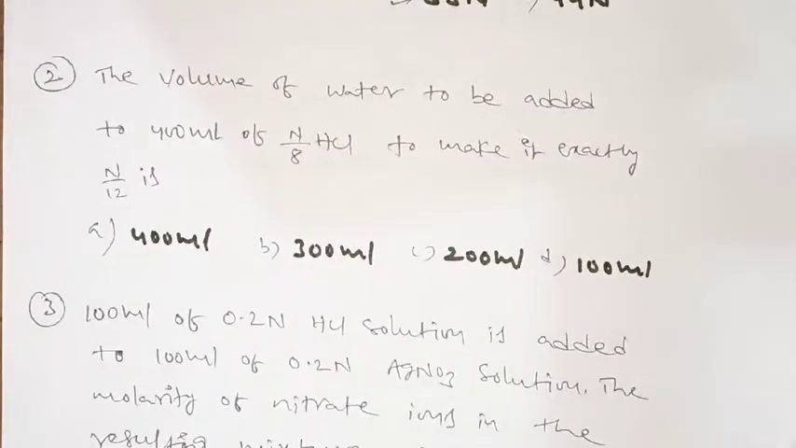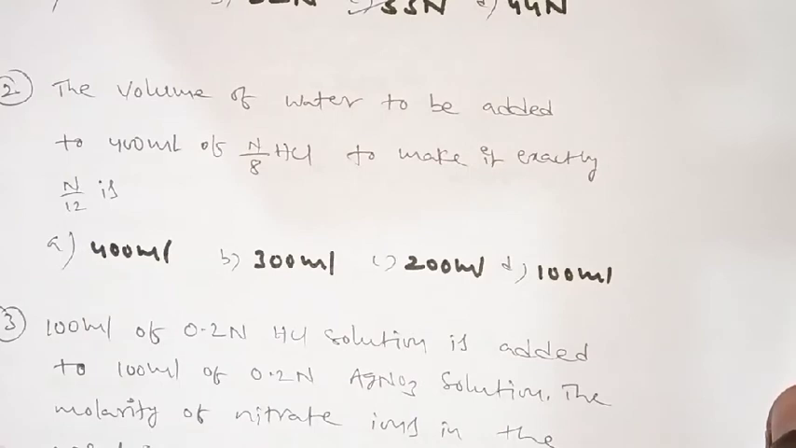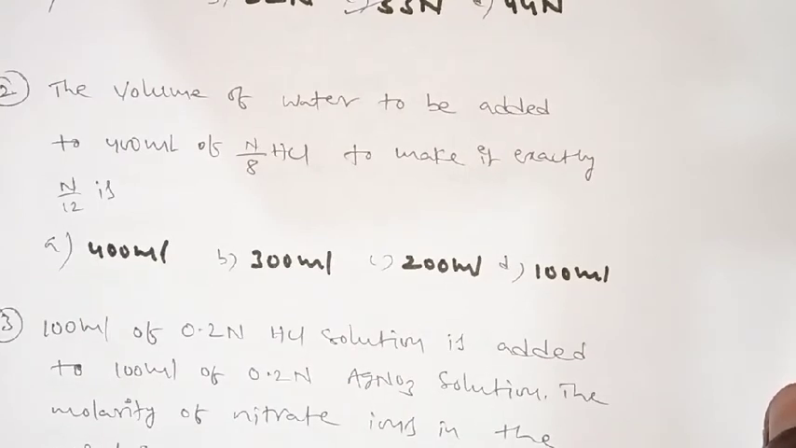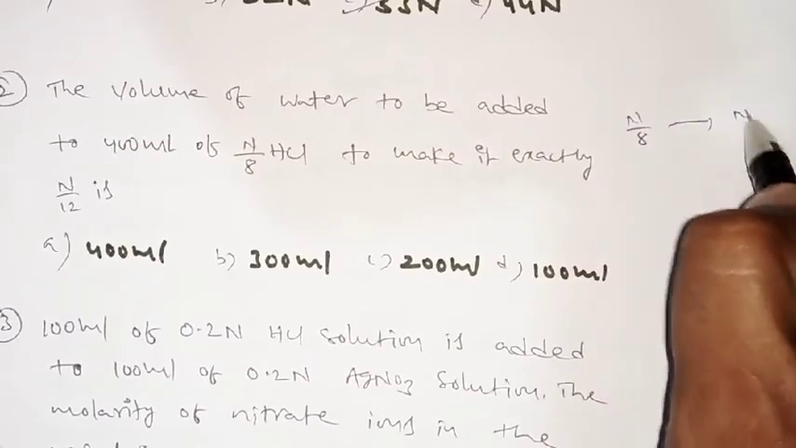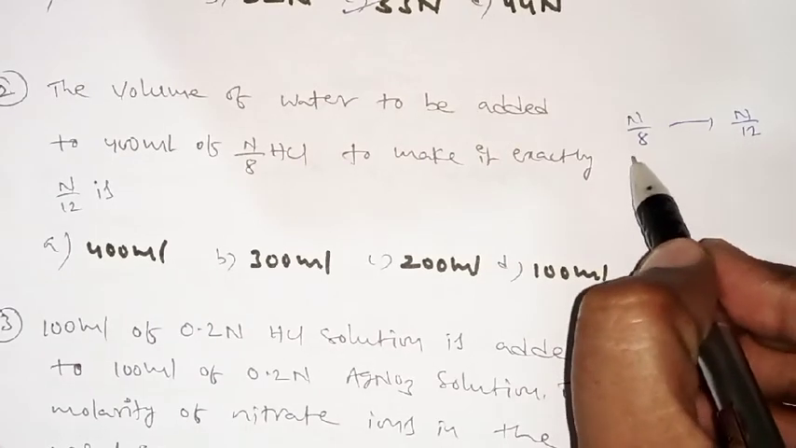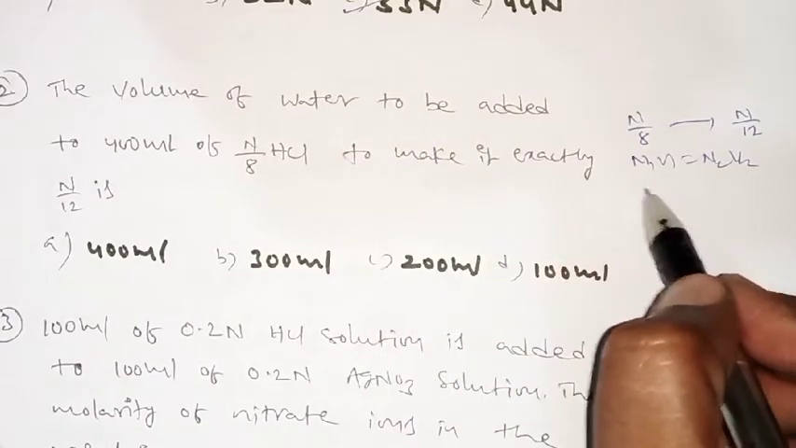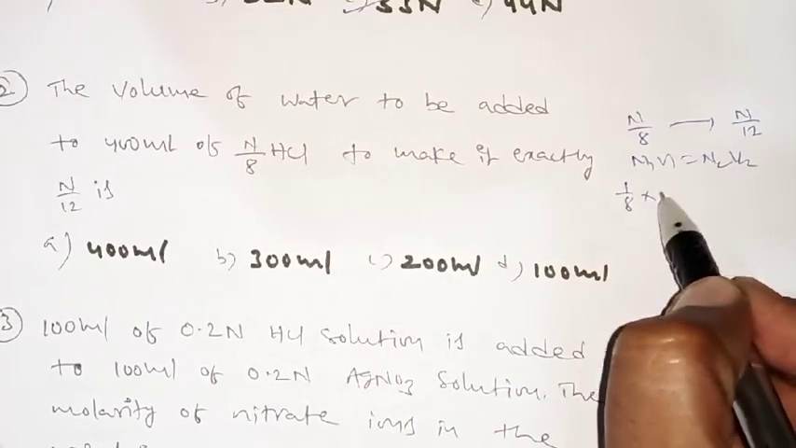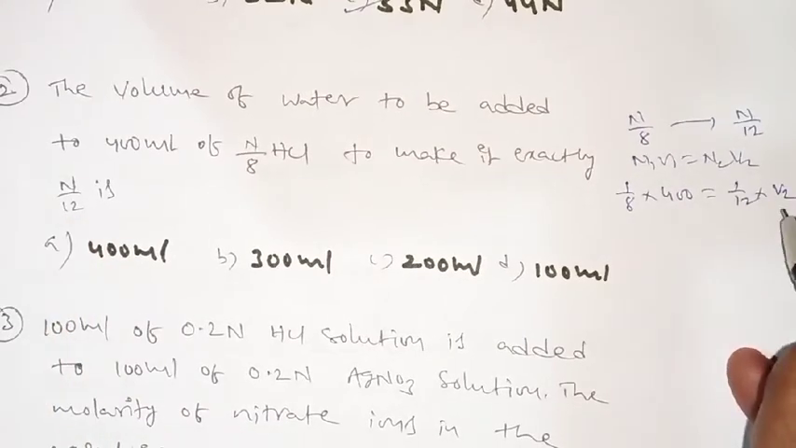Now look at the next question. The volume of water to be added to 400 ml of N by 8 HCl to make it exactly N by 12. So N by 8 concentration is converted into N by 12 concentration, so the volume changes. What is the formula? N1 V1 equals N2 V2. N1 V1 is 1 by 8 into 400 equals 1 by 12 into V2, because V2 we don't know.